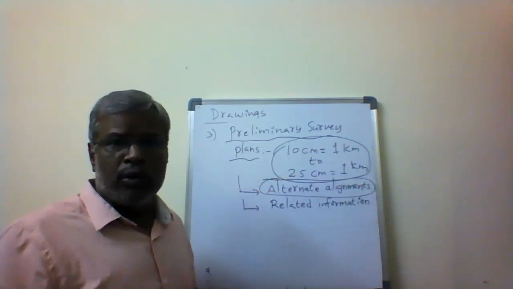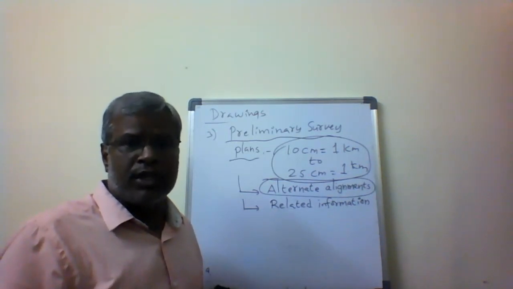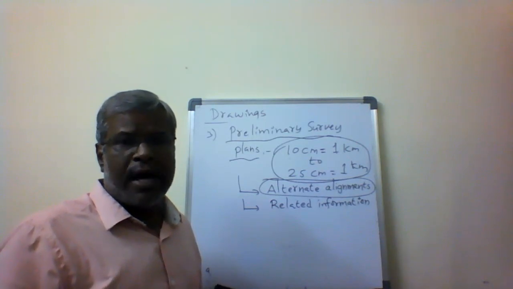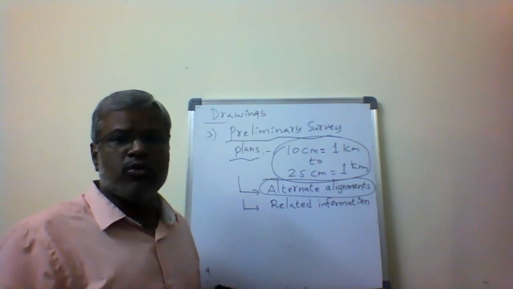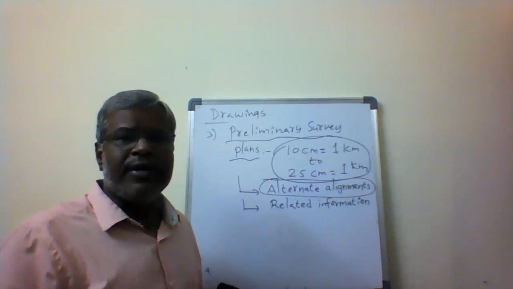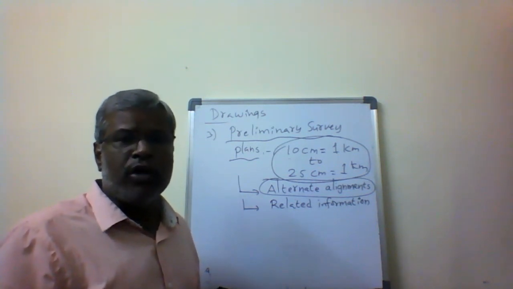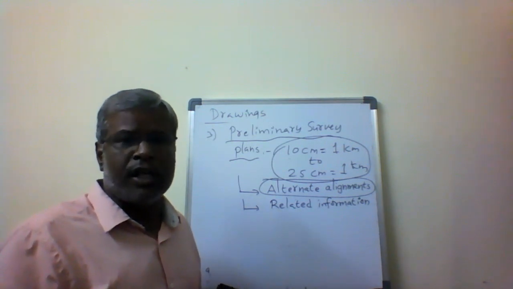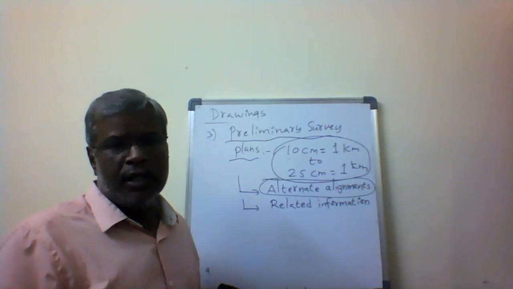For one road, we can have numerous alternatives available. So as a highway engineer or highway planner, we have to choose which one will be the better alignment. The better alignment should be short, easy, safe, and economical. These are the ideal requirements if you are going for construction: shortest alignment, easiest to construct, safe to travel, and economical construction.